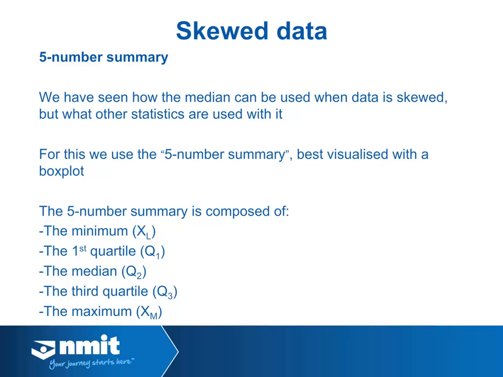So in place of the standard deviation and the mean, we often present the 5-number summary for skewed data sets. The 5-number summary is very simple. First of all, it contains the minimum number and the maximum number, X L and X M. It contains the median, which we call Q2, and it has the first quartile and the third quartile.